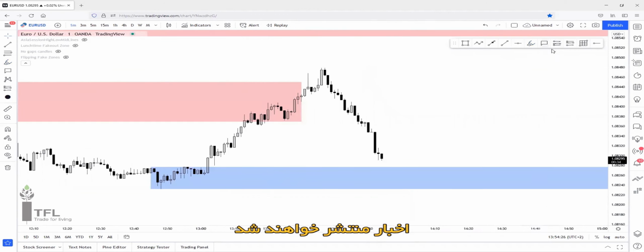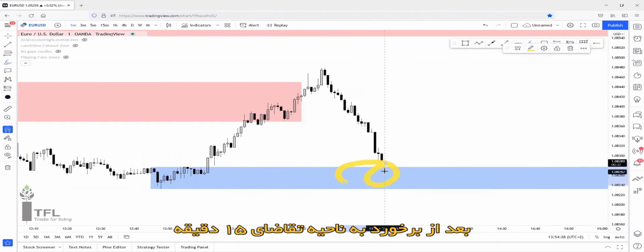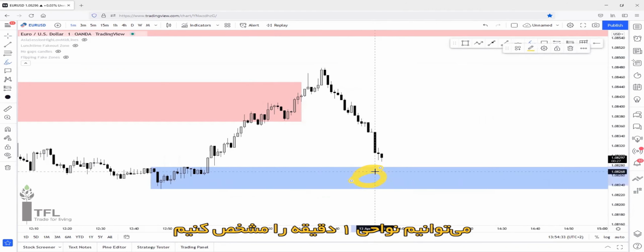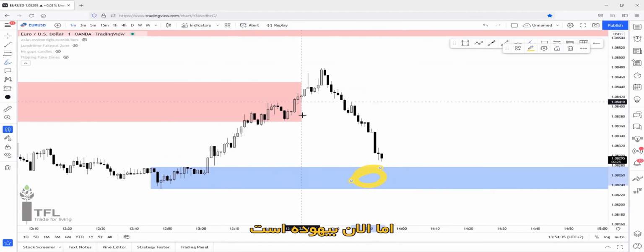Because news will be released. We are waiting for this 15-minute zone to be tapped. And after the 15-minute zone tap has happened, we'll be able to make our 1-minute markups. But right now, it's pointless, right?